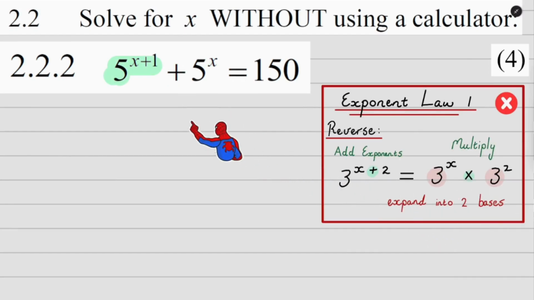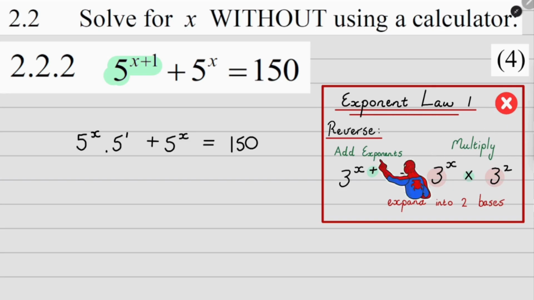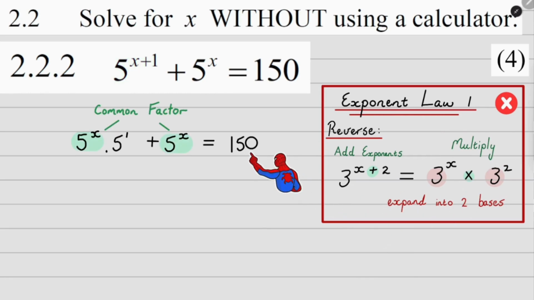So we're going to start off here by splitting this up using the reverse of law 1. If I add exponents, I can split it up into 2 like bases. And I'm going to do that so I can factorize. Okay, after we split this up like so, I can smell the common factor. And it's just 5 to the power of x. So I'm going to write that at the front and then open a bracket. Okay, then I'm going to analyze my first term. I took this out, so I've only got a 5 to the power of 1 left over.